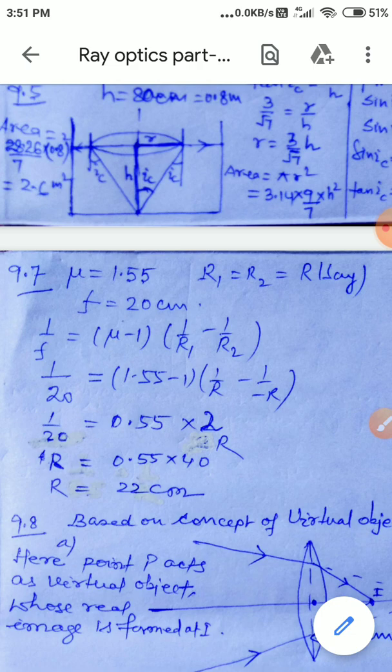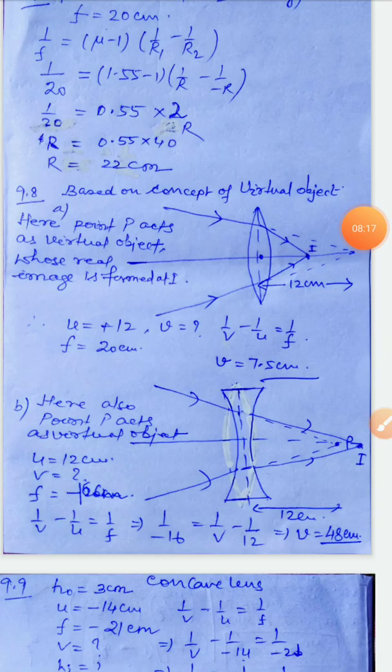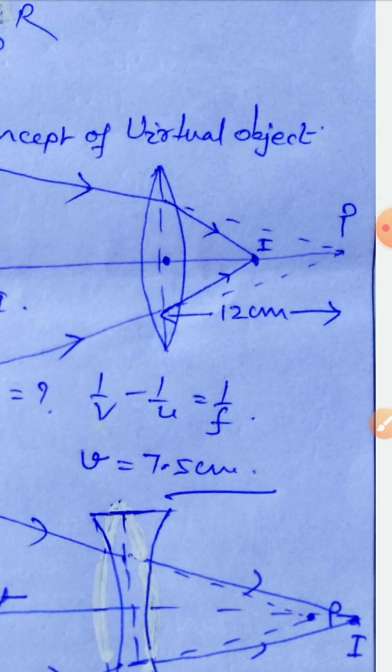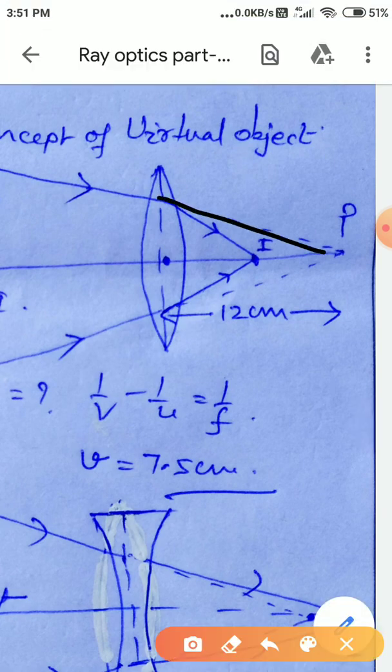Now question number 9.8. A beam of light converges at a point P. Now a lens is placed in the path of the convergent beam 12 cm from P. At what point does the beam converge if the lens is (a) a convex lens of focal length 20 cm and (b) a concave lens of focal length 16 cm? Now you can see in the diagram, if there would have been no lens in the path of the two rays, the two rays meet at point P.